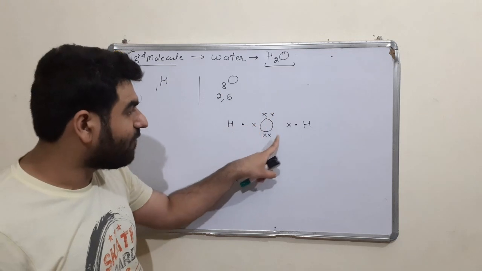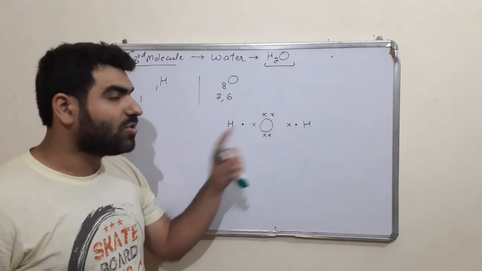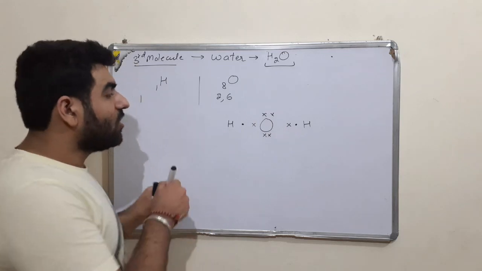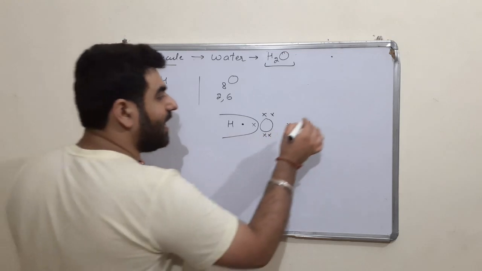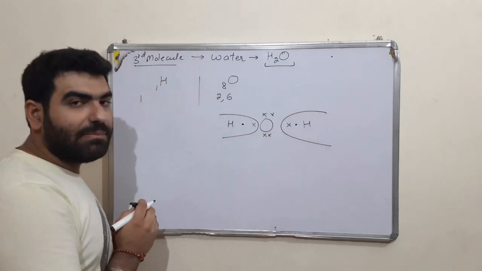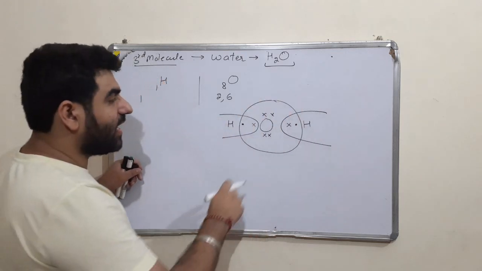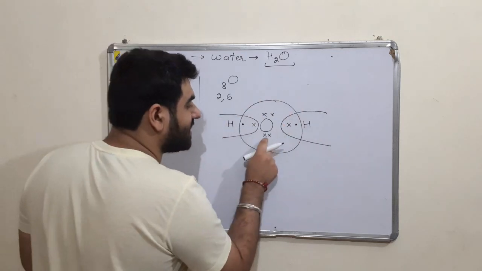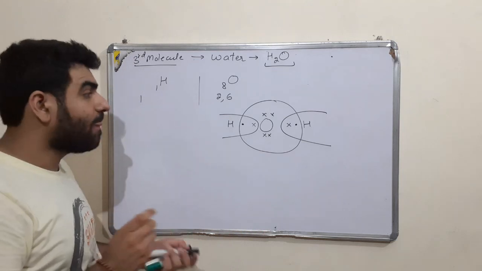1, 2, 3, 4, 5, 6, 6 outermost valence electrons. Hydrogen 1, hydrogen 1, 1 on each side. So let us see. Hydrogen has completed its duplet. Here also hydrogen has completed its duplet. ऑक्सीजन ने अपना ऑक्टेट कंप्लीट किया कि नहीं? 1, 2, 3, 4, 5, 6, 7, 8. Yes, oxygen has also completed its octet.